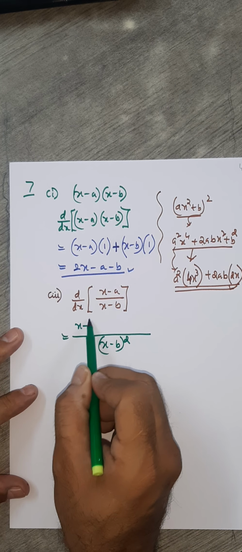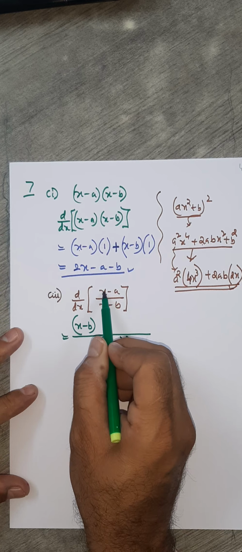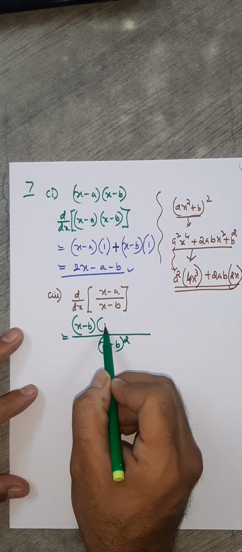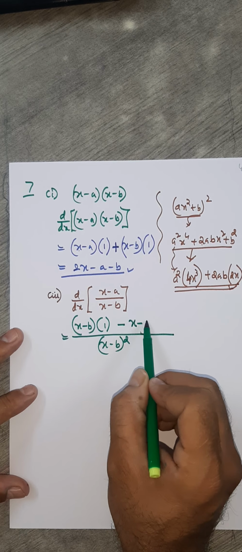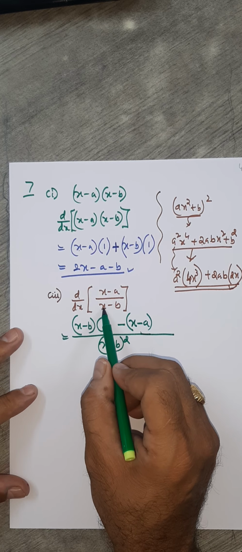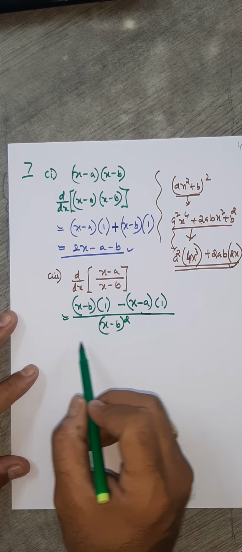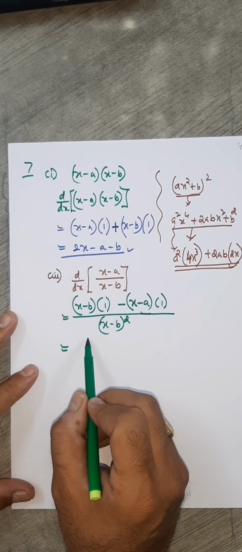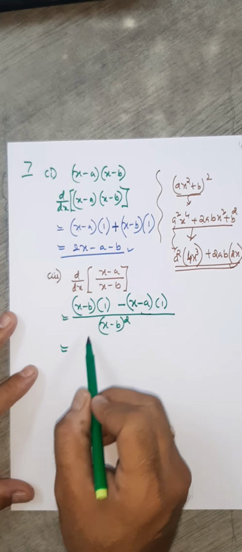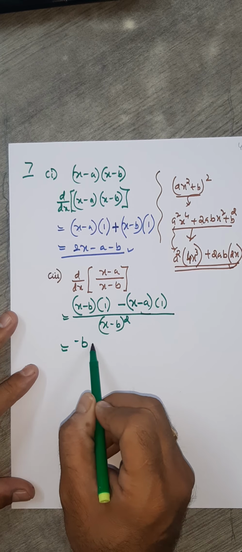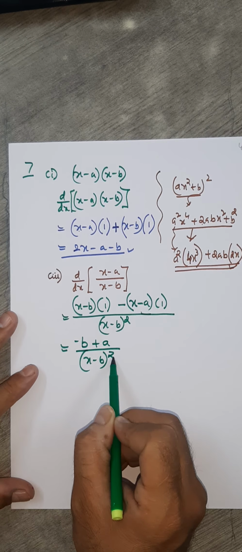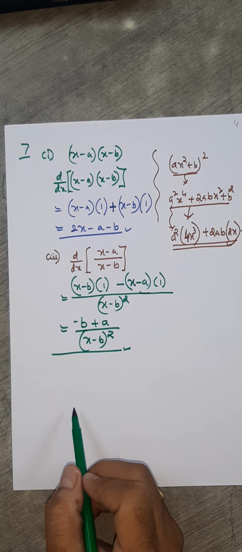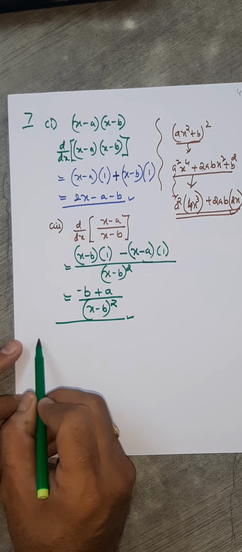X minus b as it is. Differentiation of numerator: derivative of x is 1, derivative of a is 0. So 1 minus... now x minus a as it is. Differentiation of this one is 1 and this is 0. So we have this. If you open the bracket here, x will get cancelled. We'll get just minus b plus a upon x minus b the whole square, which is our required derivative using division rule.